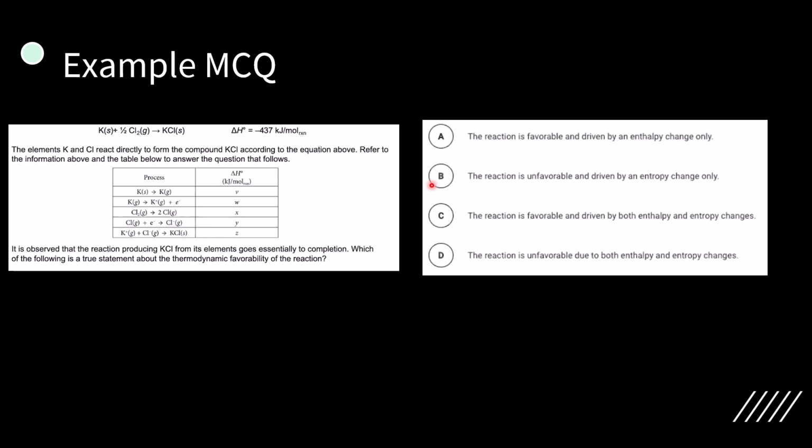And then the reaction is unfavorable. I already know that one's not right because it is favorable. And so the correct answer is going to be A: the reaction is favorable and driven by an enthalpy change only. Because remember, think about that equation. That delta H is negative, which is a good thing, but our delta S is also negative. If we go back to that table, you'll see that when we have a negative delta H and a negative delta S, it's going to be favorable at low temperatures. And so that's what's going on here.